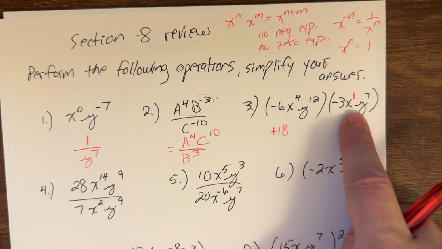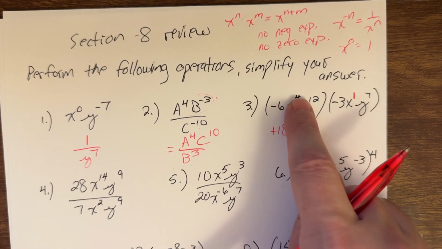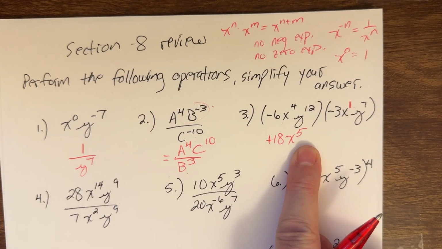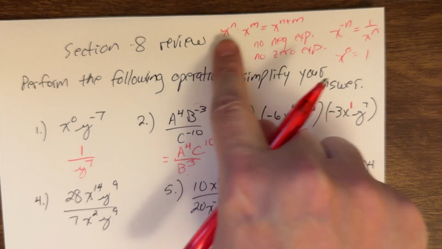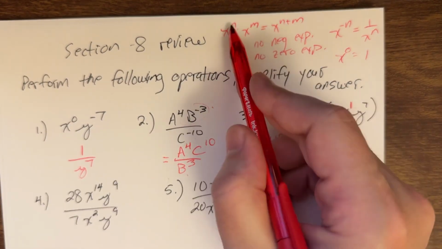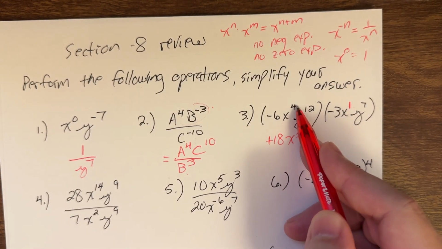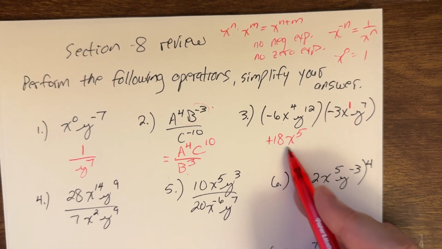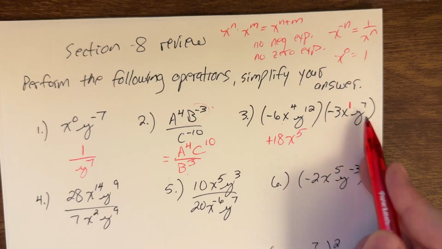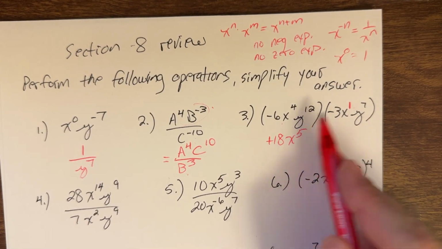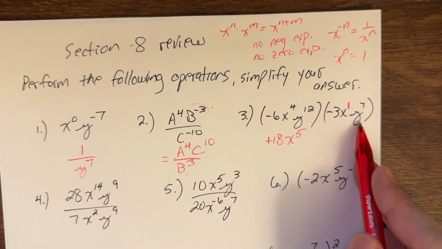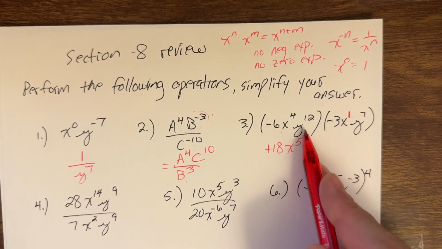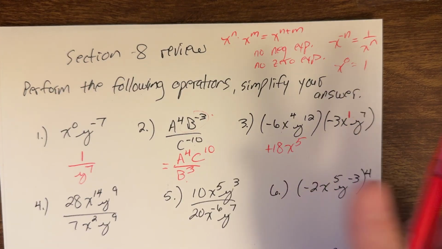X to the 4 times x to the 1 becomes x to the 4 plus 1 will give me x to the 5th. But the concept, I'm grouping all these x's together. I've already got 4 x's being multiplied together, and now I get another 1 x being multiplied by those, gives me a total of 5 x's. And the exact same thing with the y's. Y to the 12th times y to the 7th. Formula people, I wrote the formula in terms of x, but it's just about having the same variable. It's a very important part.